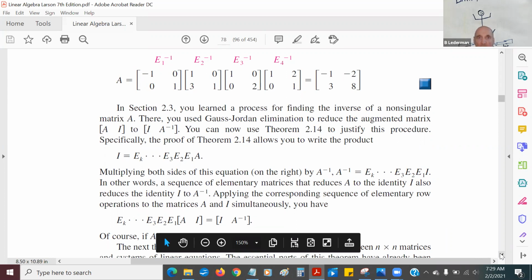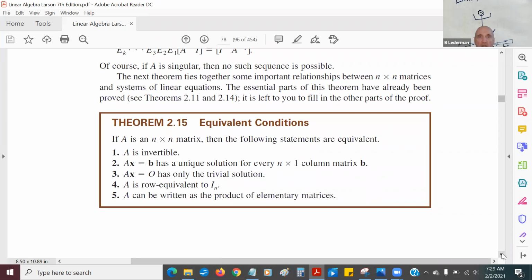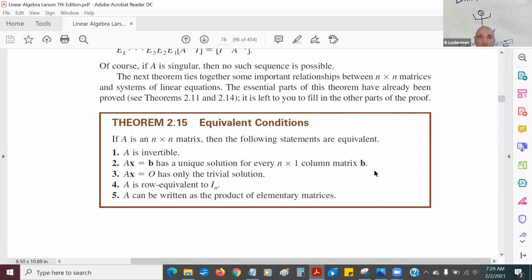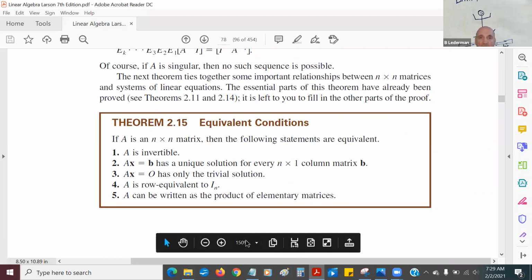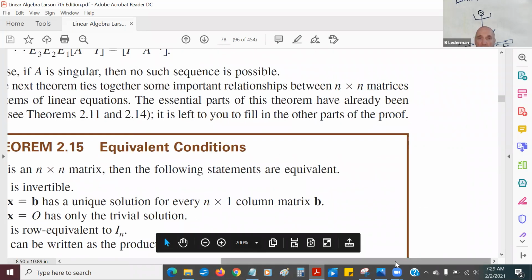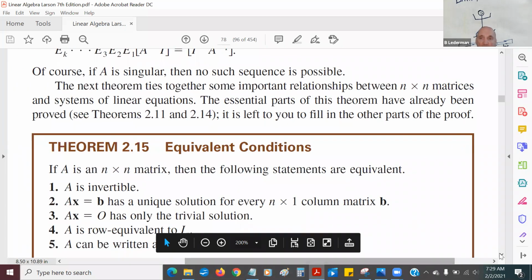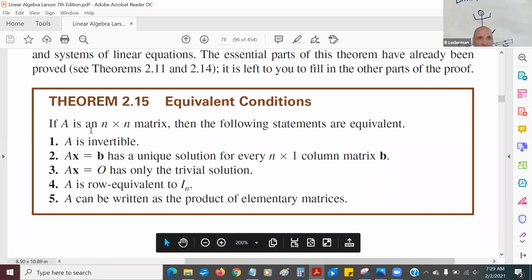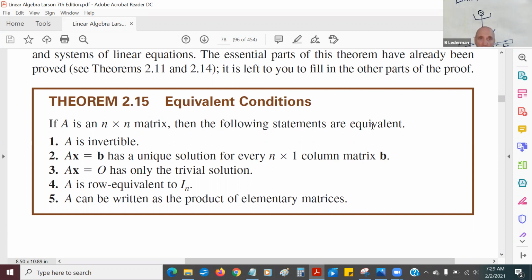Okay, anyway, now we come to a theorem which ties all of this together. This beautiful, phenomenal theorem, Theorem 2.15, equivalent conditions. All of these conditions are equivalent. See, it's so important, I'm making it nice and big. All of these conditions are equivalent. Given that A is an n by n matrix, the following statements are equivalent.